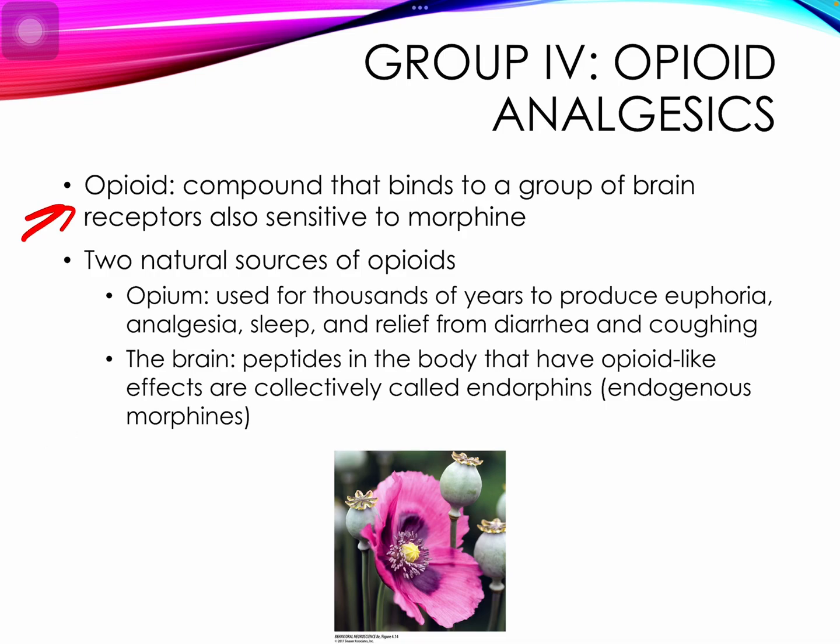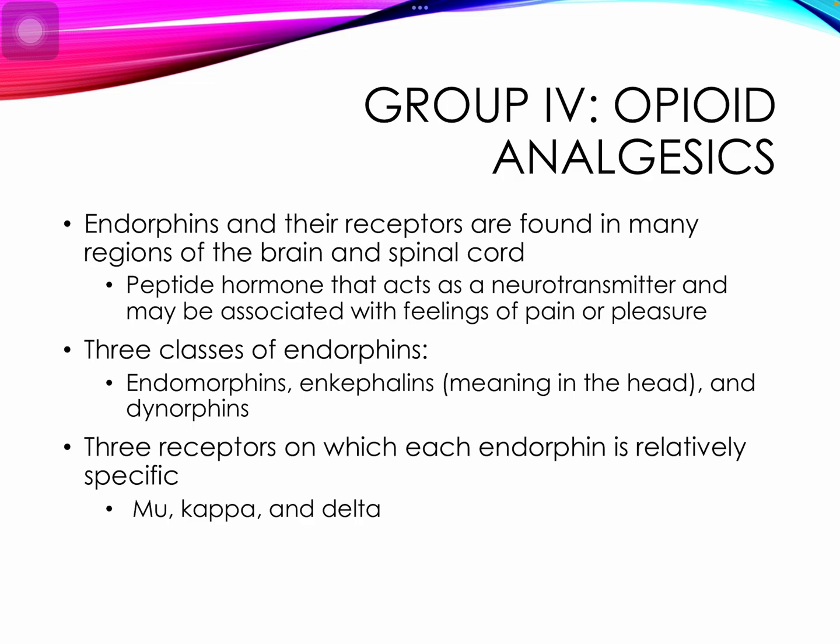In the brain, of course, we do have peptides in the body that are similar to opioids. We call these collectively endorphins, as I've referenced before, also known as endogenous morphines, endogenous meaning coming from within, something that we naturally produce. We can find these endorphins and receptors all throughout the brain as well as the spinal cord. This is a particular hormone that helps when we're in pain and experience an injury, as well as pleasure. So this is something that's natural. We have three classes of endorphins: the endomorphins, enkephalins, which refers to the head, and dynorphins.